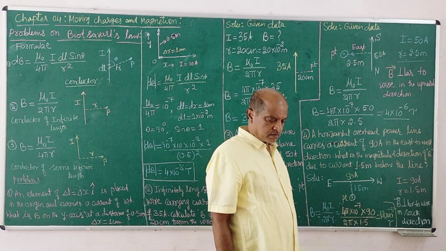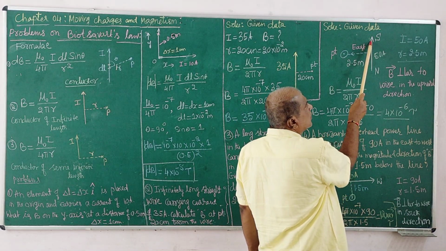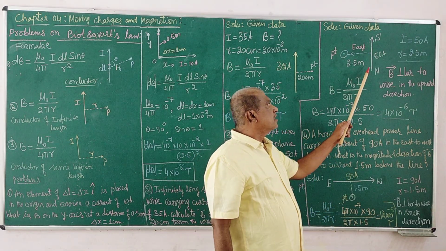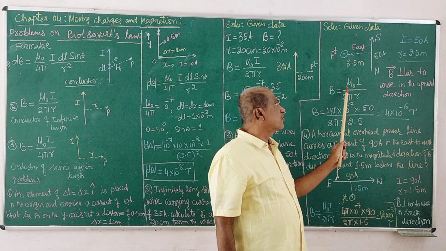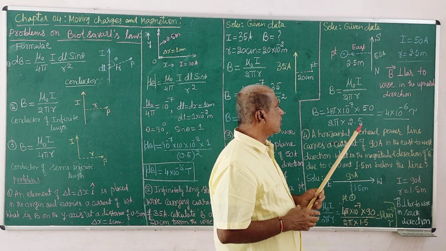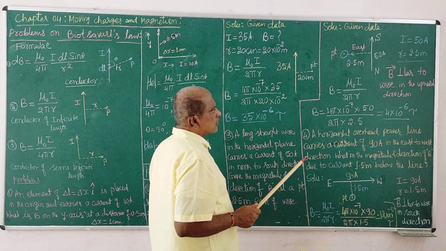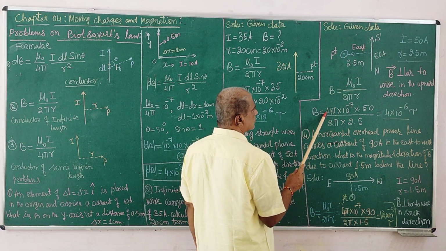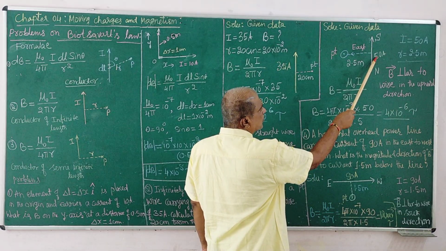Use the same equation, because this is applicable. The diagram says it is a conductor of infinite length. The applicable equation is B equals mu naught I divided by 2 pi r. Substitute into the equation. I said mu naught in SI unit is this. I equals 50, strength of the current.